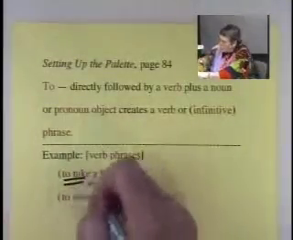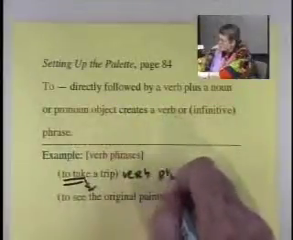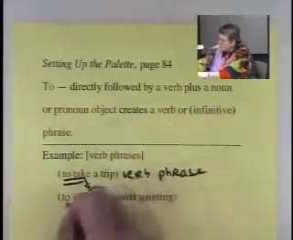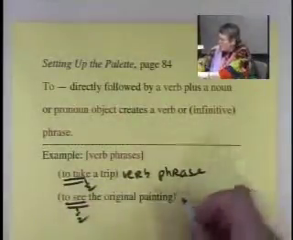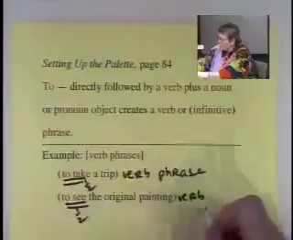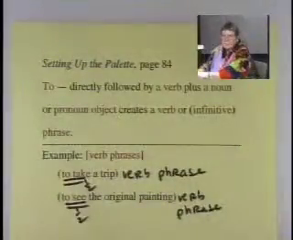To is followed by a verb. It gives us a half verb. So make a note, this is a verb phrase. And in the case of to see the original painting, same story, to see is a half verb. So this would be a verb phrase and not a prepositional one. Do you see what I'm saying?